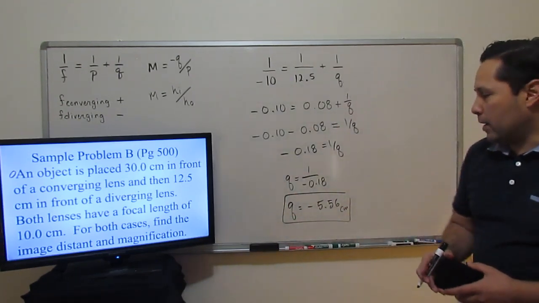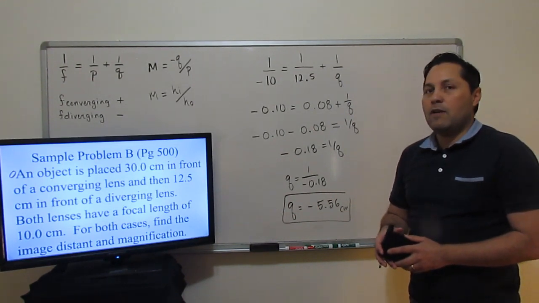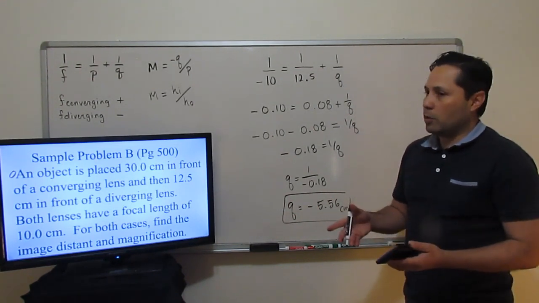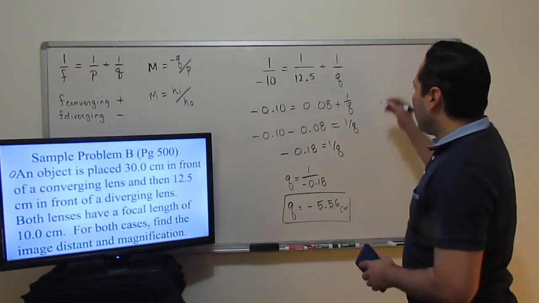Alright, let's talk a little bit about it. It's negative. What does that mean? It means that the image is a virtual image. Not a real image, it's a virtual image. So it came out negative. Alright, now let's solve for the magnification.